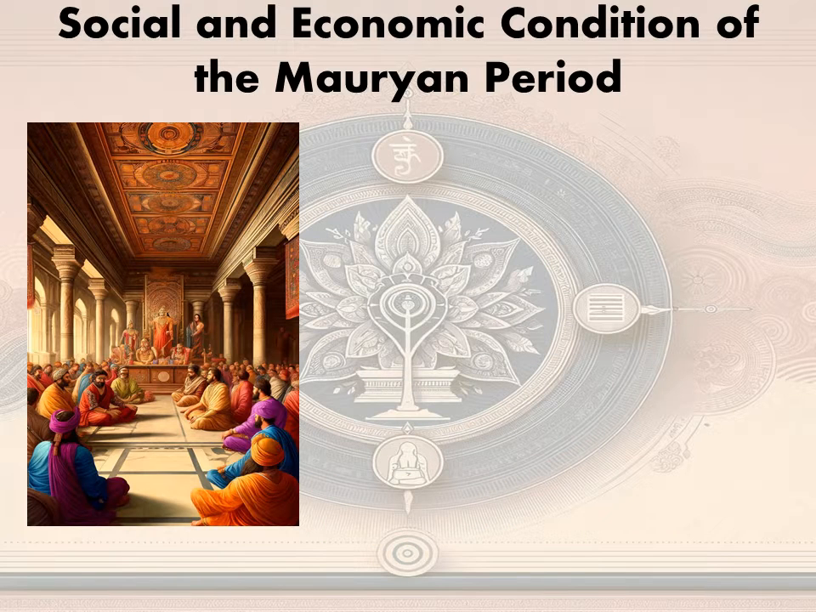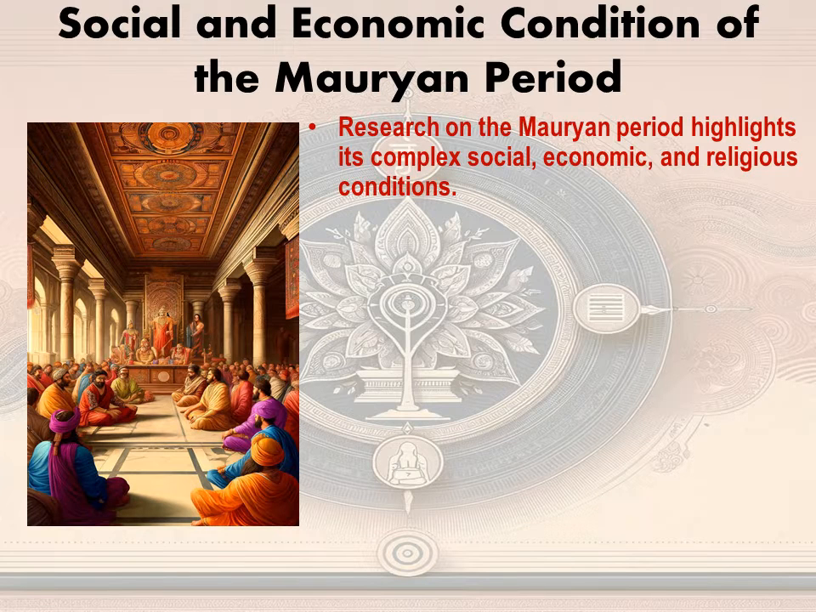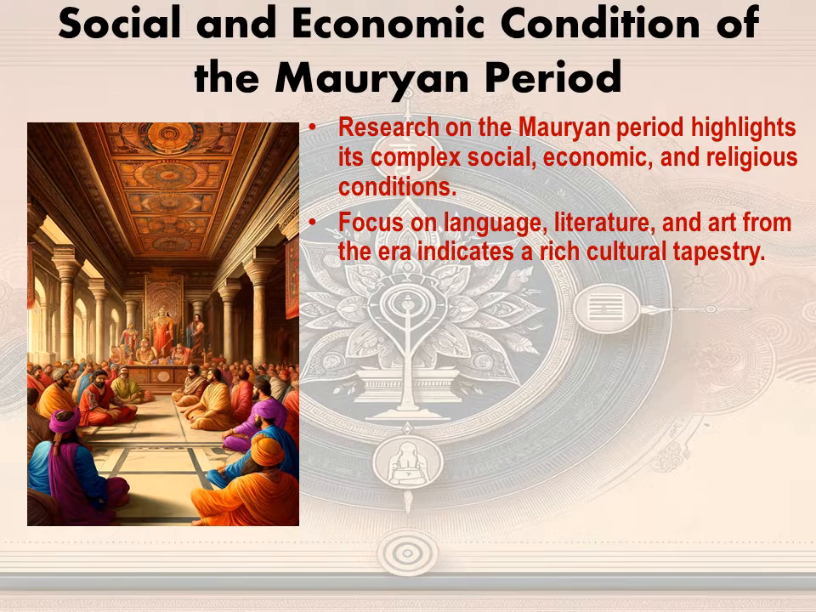Social and economic condition of the Mauryan period. Research on the Mauryan period highlights its complex social, economic and religious conditions. So during the Mauryan period, the social, economic and religious condition was very much complex. There was not a single line in which the society and economy used to function.